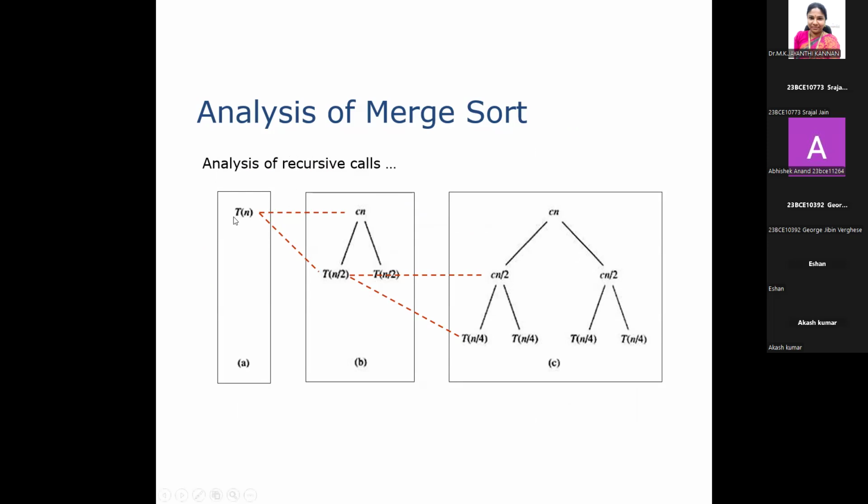So the input is T of n numbers. Divide the n numbers into n by 2, n by 2. Again, n by 2 is divided into n by 4, n by 4. In that way, we are proceeding and we will find out the solution.